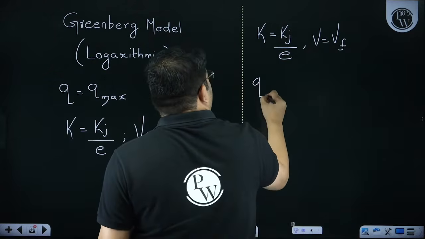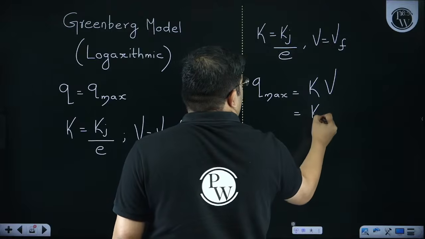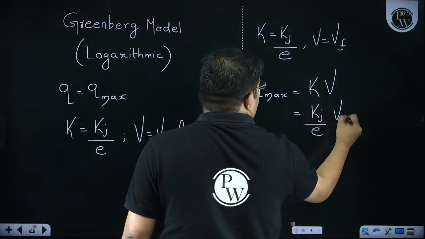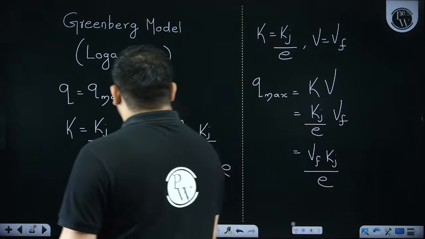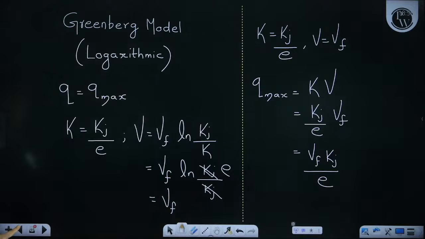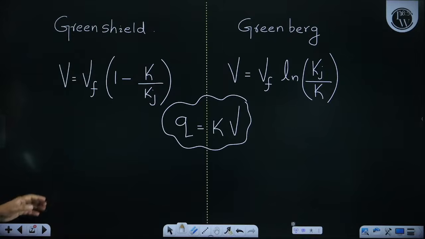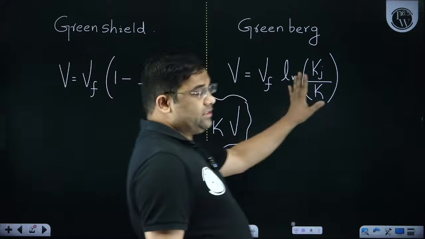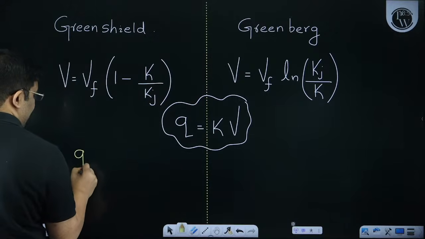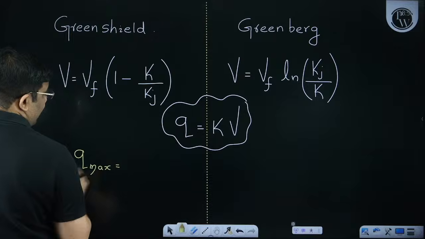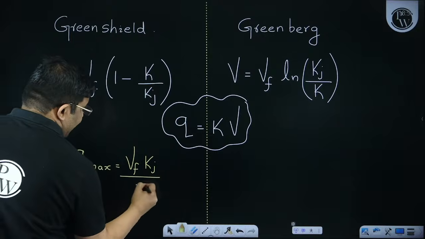So what will happen to the maximum flow? Flow is anyhow K into V. So in place of K, I can put Kj by e, and in place of V, I can put Vf. So this becomes Vf into Kj by e. If I look at the differences between the Greenshields model and the Greenberg model, we have already seen the difference in the equation. Then we saw the maximum flow difference: here the maximum flow is equal to Vf into Kj by e.